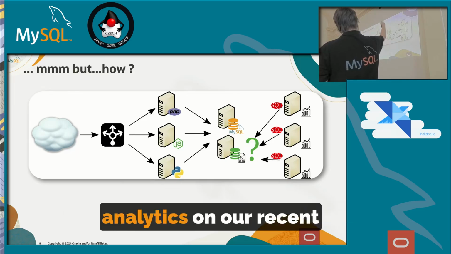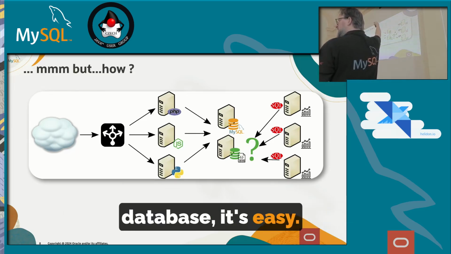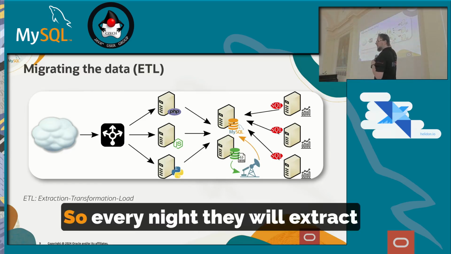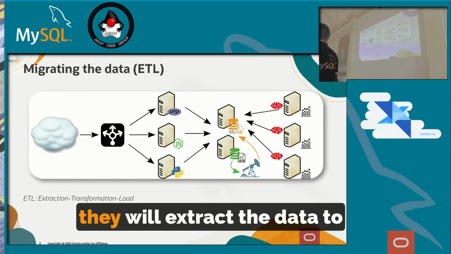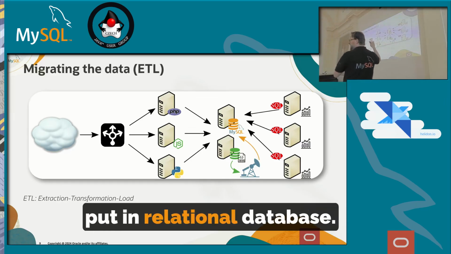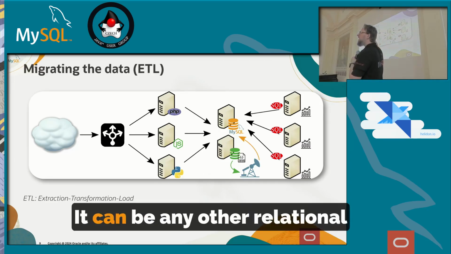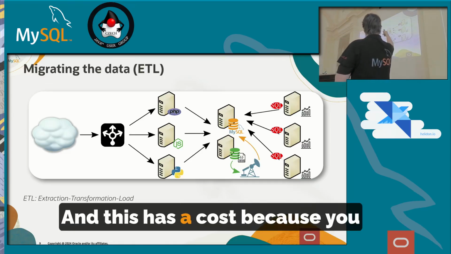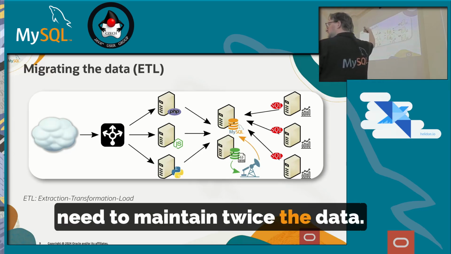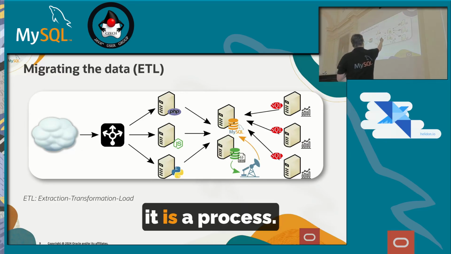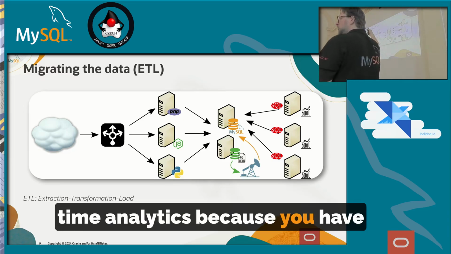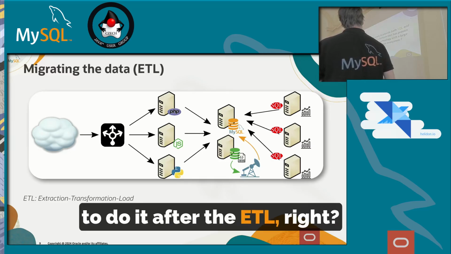And this is because analytics on a relational database is easy, but on a document store it's not that easy. So what people do is use ETL. Every night, or every week, or whenever they want, they extract the data to put in a relational database. Here it's MySQL, but it can be any other relational database to do this analytics, right? And this has a cost because you need to maintain twice the data. It also has a cost because it is a process, and you don't have real-time analytics because you have to do it after the ETL, right?